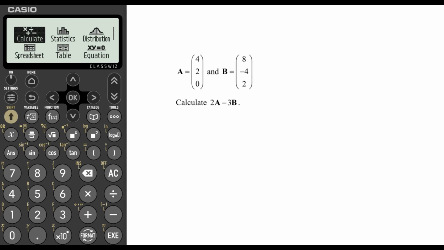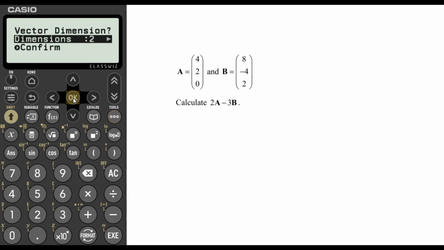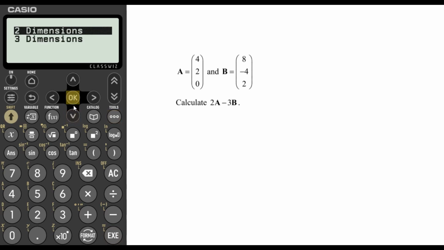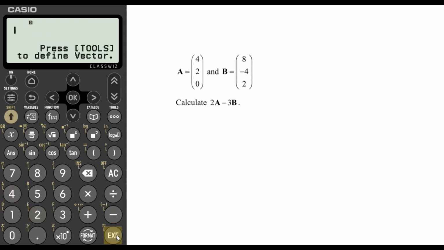We can use our calculator for vector arithmetic. Here we have vector a equal to 4, 2, 0 and vector b equal to 8, negative 4, 2. We have to calculate 2a subtract 3b. From the main menu, if we go to the vector sub-menu, we need to define vectors a and b. So if we press Tools, we can define vector a. Vector a has 3 dimensions. It's equal to 4, 2, 0. We can define vector b if we press Tools, then go to vector b. Vector b has 3 dimensions. It's equal to 8, negative 4, 2. Vectors a and b are now defined.